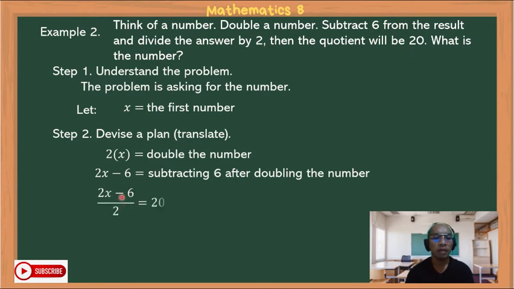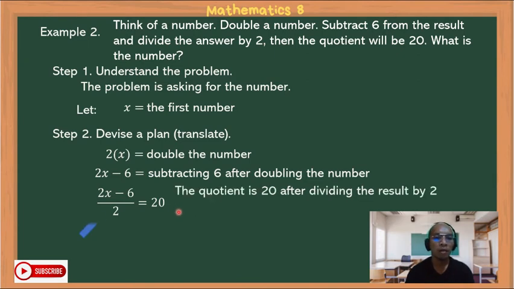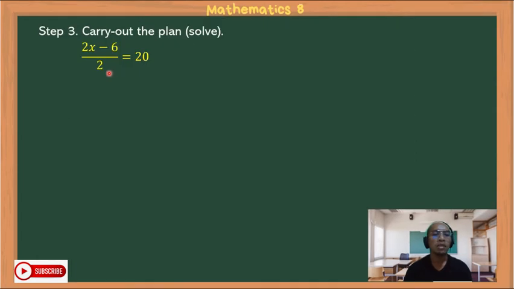In the third step, if we are going to divide this number by 2, this expression would represent that statement. And the quotient will be 20, so that would be equated to 20, because when dividing two numbers, the quotient would be the answer, and the answer would be 20. So we now have the equation. Solve this equation.